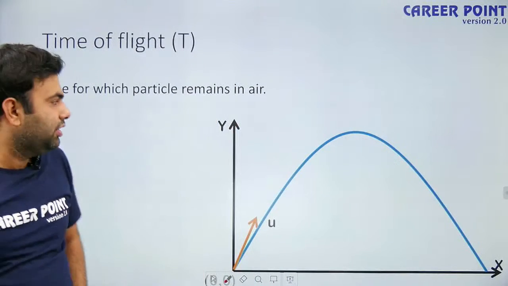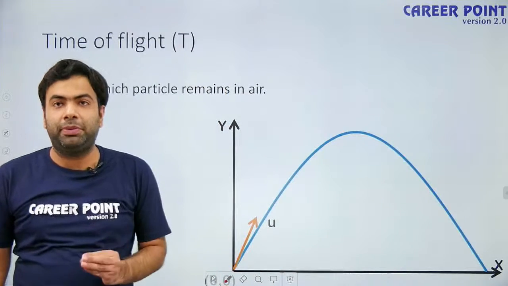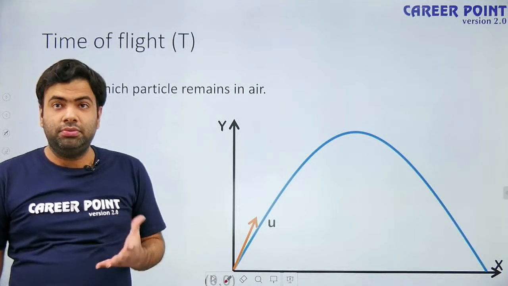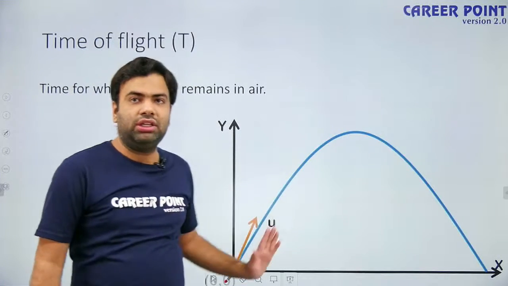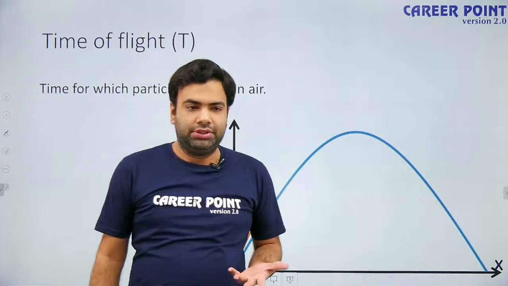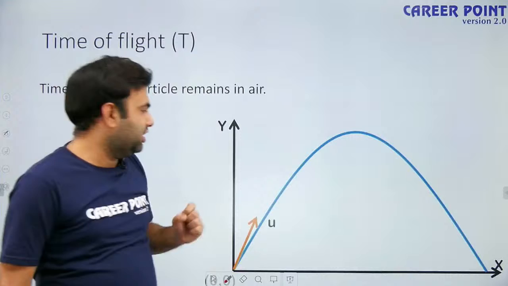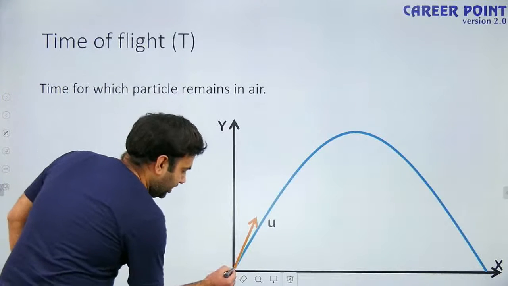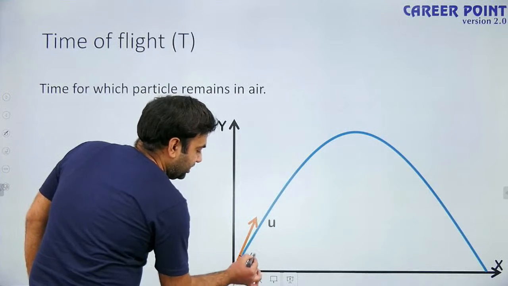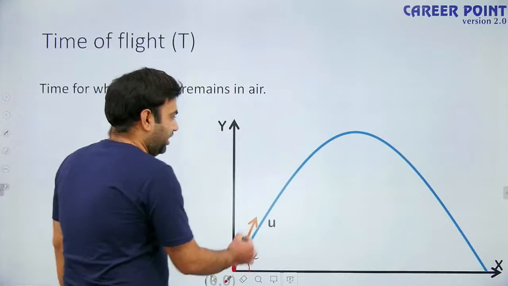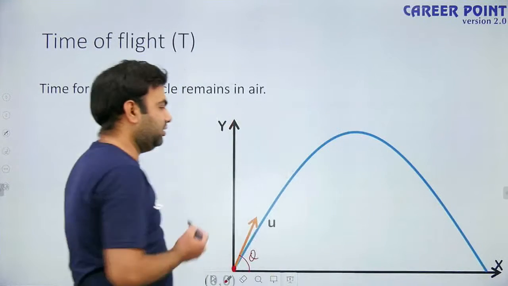Okay, now as I told you, in every situation we are going to apply the equation of motion but in a single direction. We can apply the equation of motion either in x direction or in y direction, separately. So to calculate time of flight, see, the particle starts its journey from here, which is considered as origin, and is thrown with a velocity u at an angle theta from horizontal. When the particle hits the ground, the time taken by it is the time of flight.